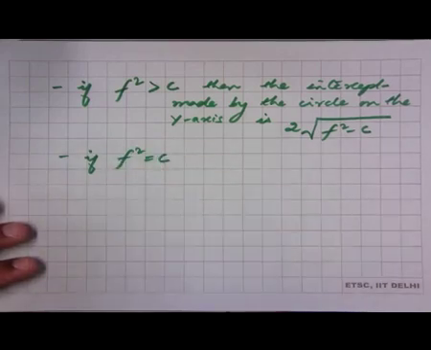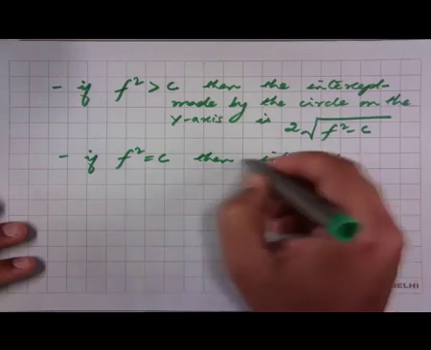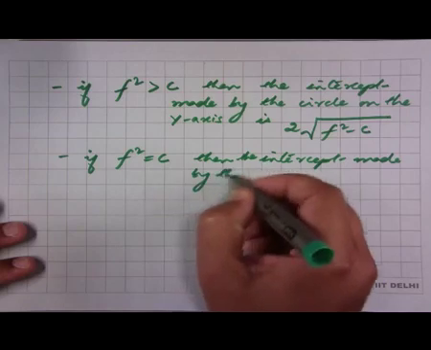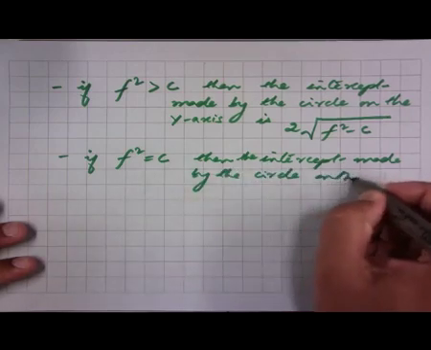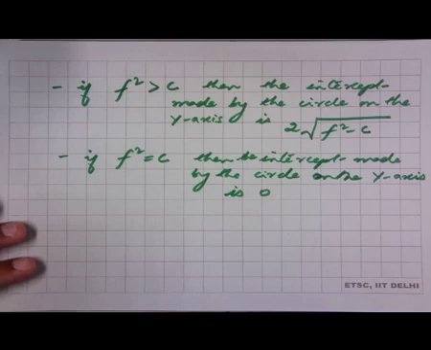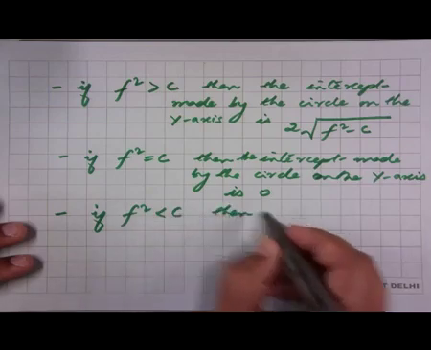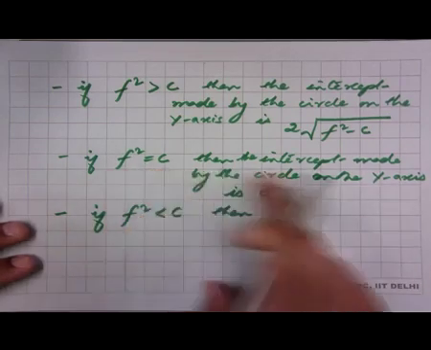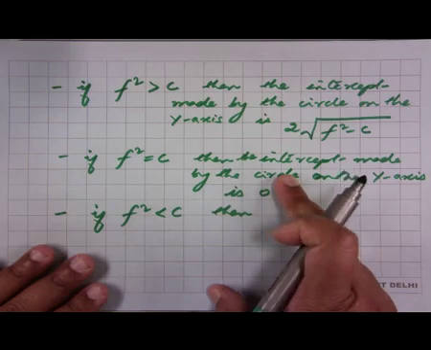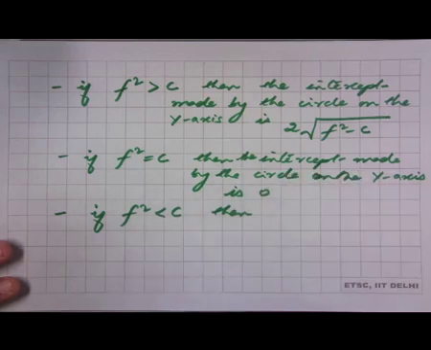If f square is equal to c, then the intercept made by the circle on the y axis is 0. In this case the circle basically touches the y axis at a point, and the coordinates of that point will be 0 comma minus f.